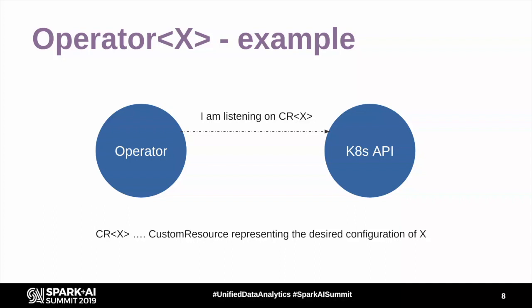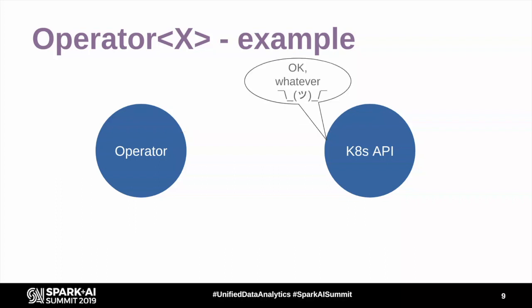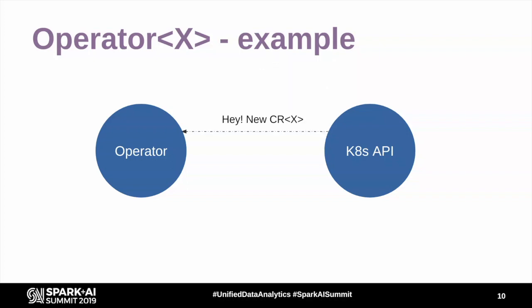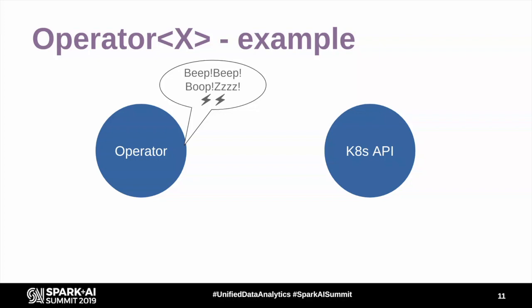So an operator of type X has the task to monitor or to react on events of type X. When it's deployed in a Kubernetes cluster, it will first register something called a watcher, and will say to the Kubernetes API that, hey, I'm listening on the new custom resources of type X. The Kubernetes API says asynchronously, okay. And then if a new custom resource of that type X is created, it will notify the operator, and now it's the job of the operator to do something about it.